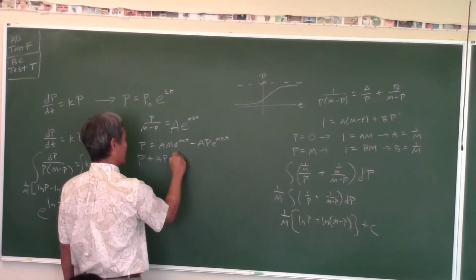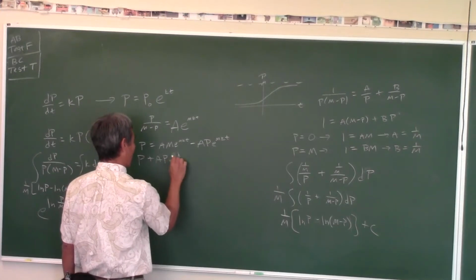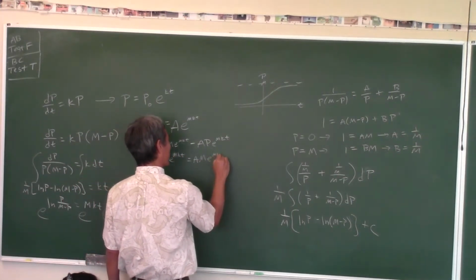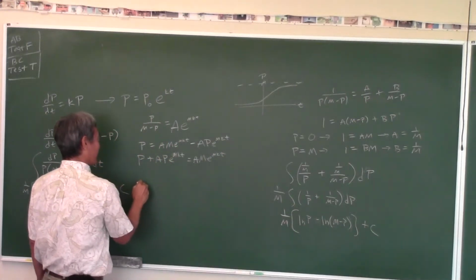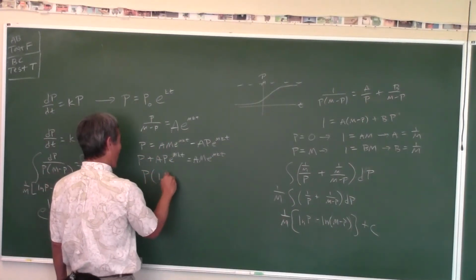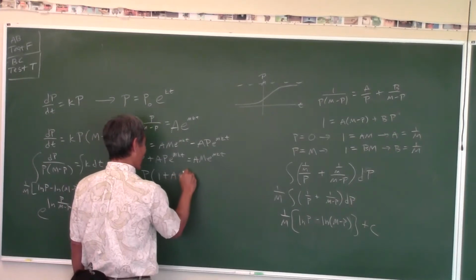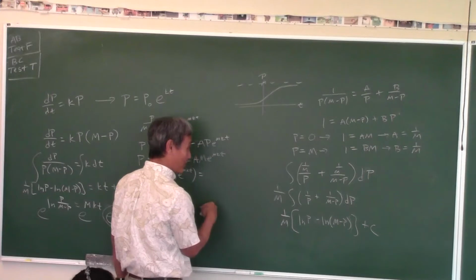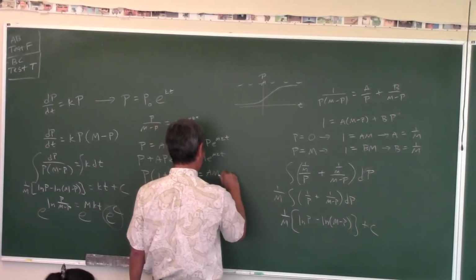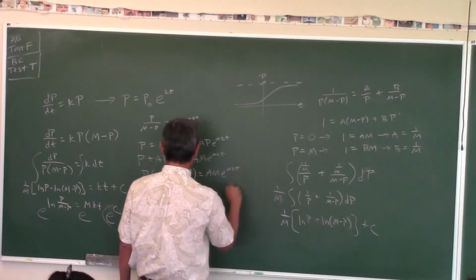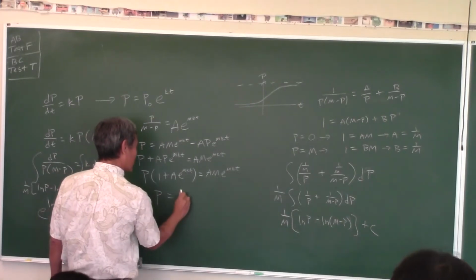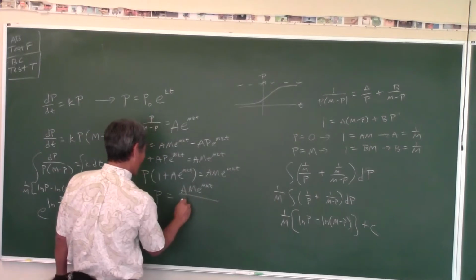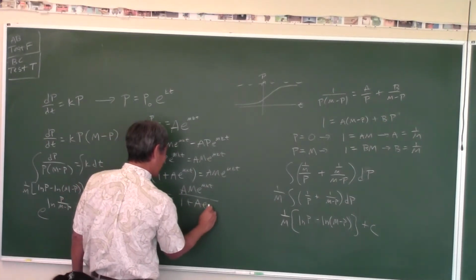P plus A P e to the MKT equals A M e to the MKT. Factor out the P: P times 1 plus A e to the MKT. It's starting to take shape. Did you guys look at the formula they had in the book? A M e to the MKT. Divide by this, so P equals A M e to the MKT all over 1 plus A e to the MKT.